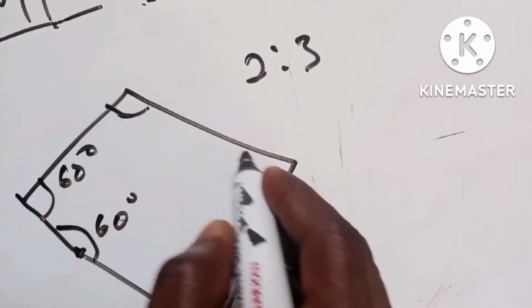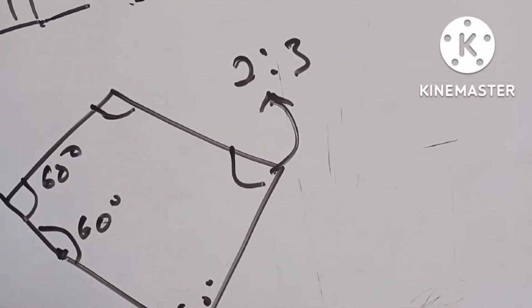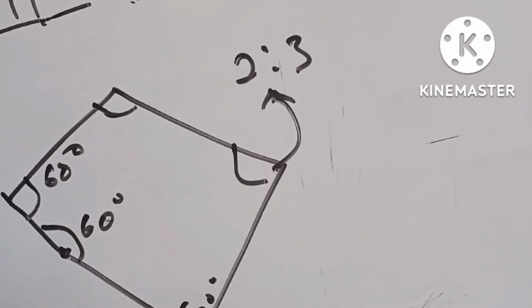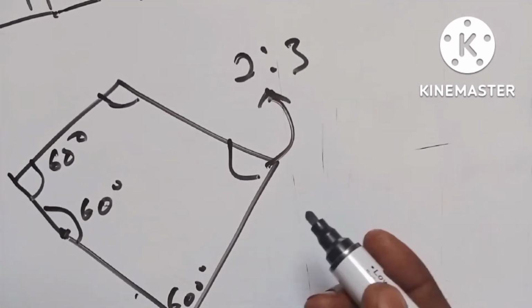Now we have these people in this ratio. The question is asking us to first calculate the smaller of the two angles. So the smallest one here is what we are going to look for. How to do that is up next.